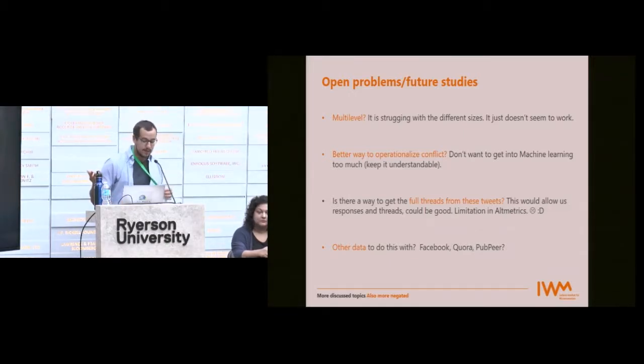There are obviously other ways that we could do this study, like, for instance, on Facebook. Are topics that are more talked about on Facebook also more controversial? Or Quora, PubPeer. There's a bunch of different ways that we can do this study, and I would be happy if any of you have these data to run this analysis on those data. I think I'm on time. Thank you very much.